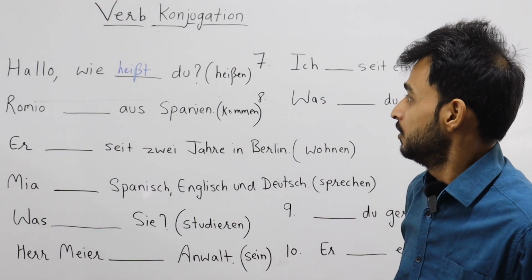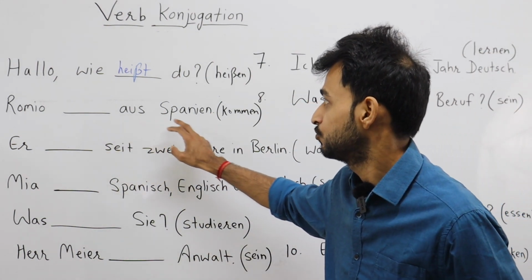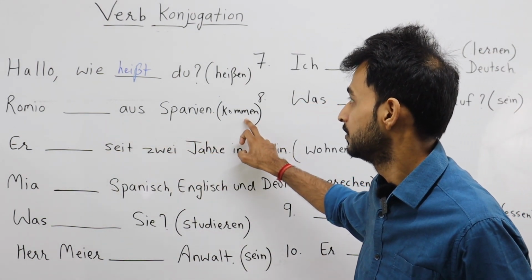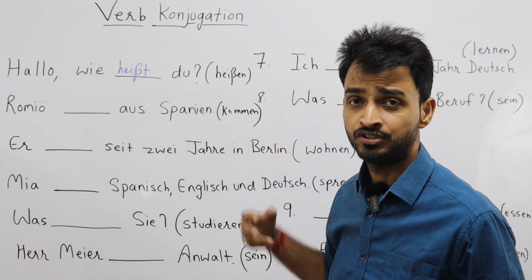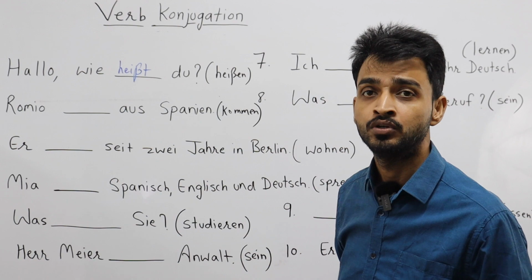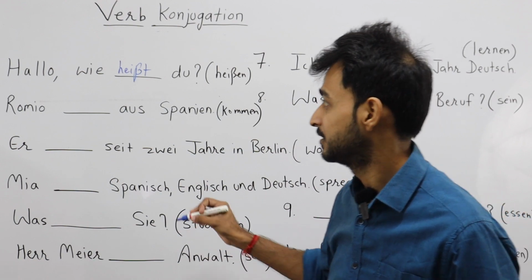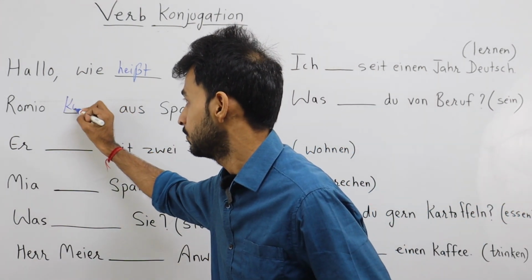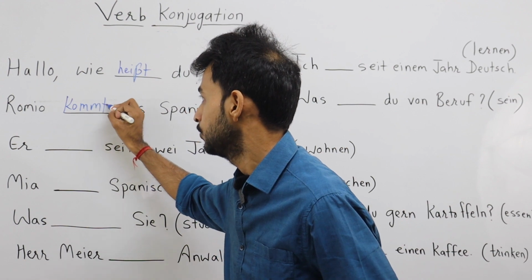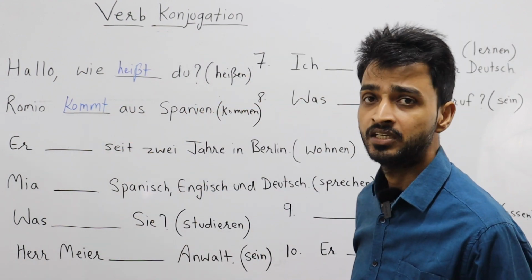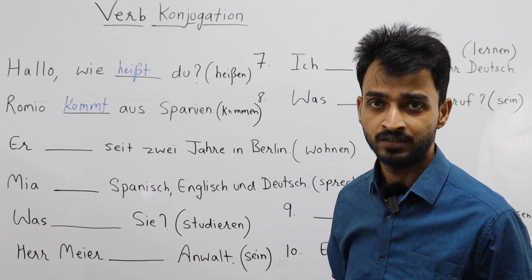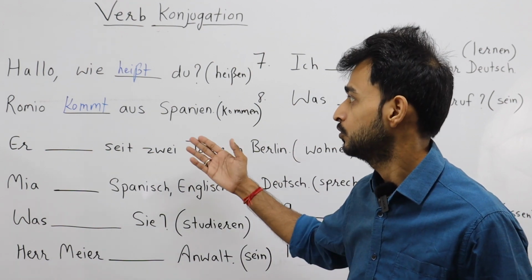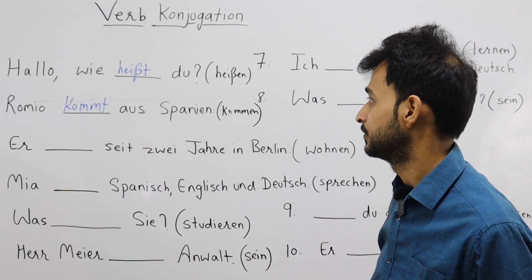Second, Romeo dash aus Spanien, and the verb is kommen. We have to conjugate this verb. Romeo is third person, Romeo kommt aus Spanien. Third person, always t ending. So Romeo comes from Spain. He comes from Spain, he belongs to Spain. Okay, he was born in Spain. Okay, so Romeo kommt aus Spanien.